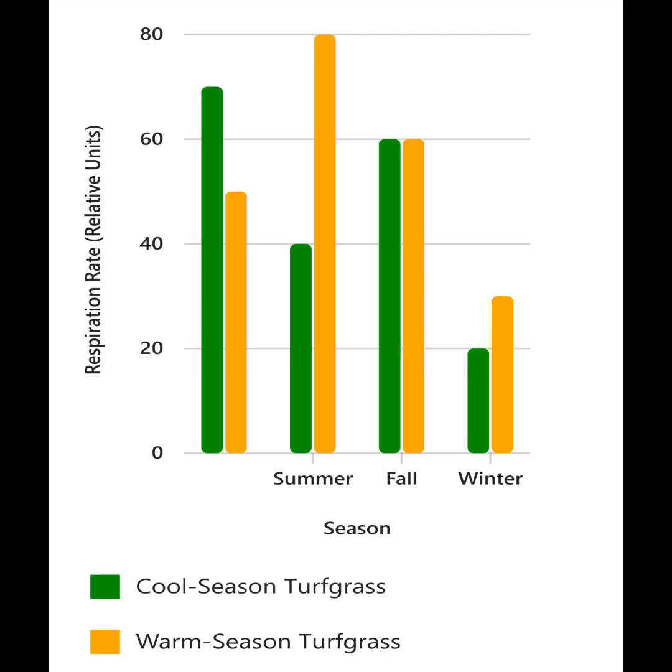Cool season turf grass peaks in spring and fall, ideal times for fertilization. Slows down in summer due to heat stress. Nearly dormant in winter. Warm season turf grass peaks in summer, the best time to fertilize. Moderate activity in spring and fall. Dormant in winter. Only apply fertilizer when respiration is high to maximize uptake. Avoid fertilizing during dormancy, typically winter, to prevent runoff and waste of money and product.